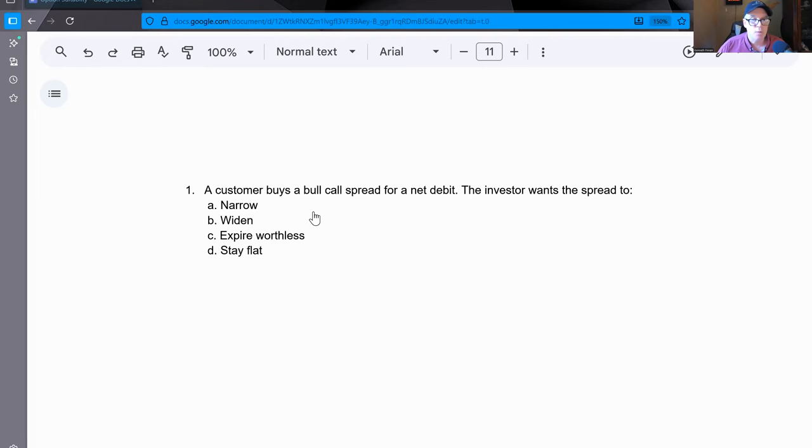Okay. A customer buys a bull call spread. Bullish means we're bullish. Now remember, bull and call. So the only way you're bull a call is if you buy a call. So this is a debit spread. Do I want it to widen or narrow? I want it to widen.